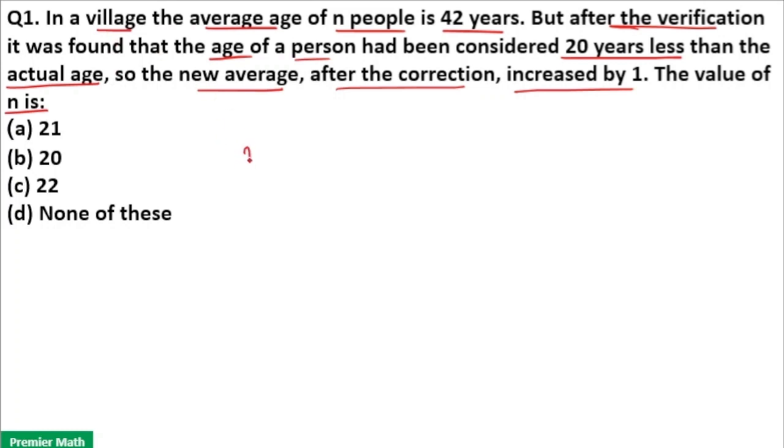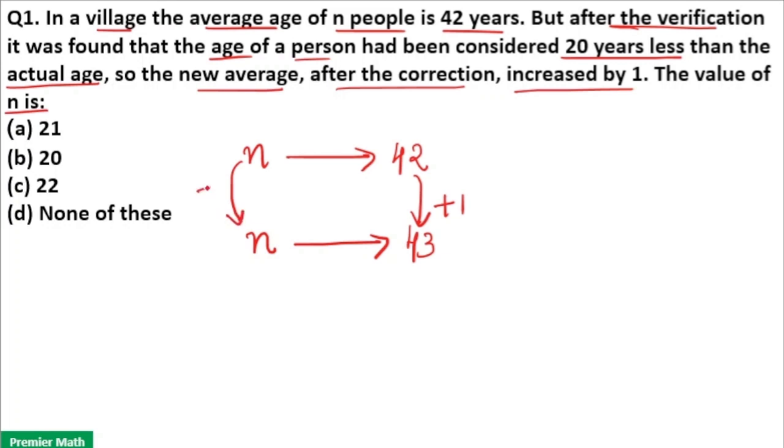Here, total number of people is n before the correction, and average age of this n people is 42 years. After the correction, total number of people is same as before, that is n, and average age of the people is increased by 1, that is 42 plus 1, 43 years. So there is an increment in right hand side, but left hand side there is no increment, that is n minus n is 0, but there is an added data of 20 years in left hand side.